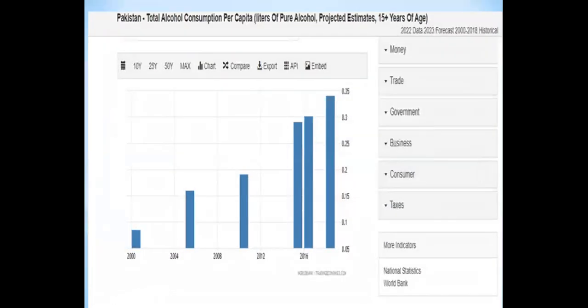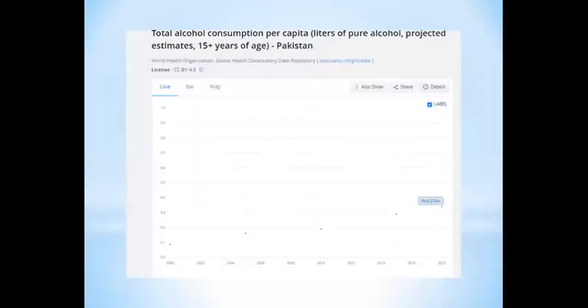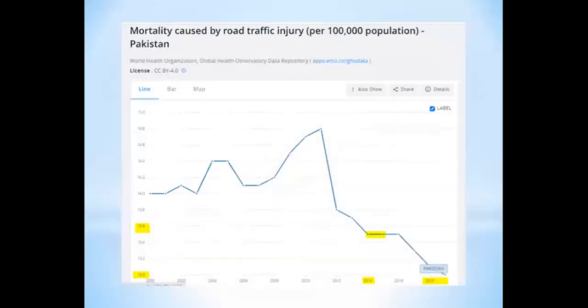Pakistan's total alcohol consumption per capita increased 0.35% from 0.120. Total alcohol consumption per capita is increasing in Pakistan. Mortality rate caused by road traffic accident injury in Pakistan: in 2009 it decreased, then it started increasing, and in 2014 it is 13.4, and then around 2018 it started reducing.